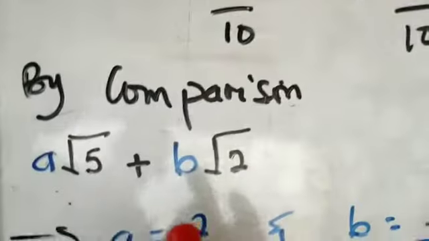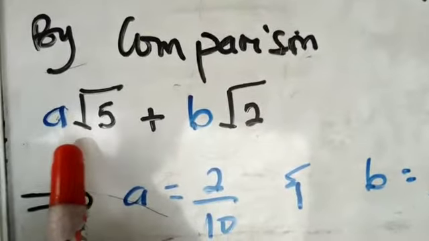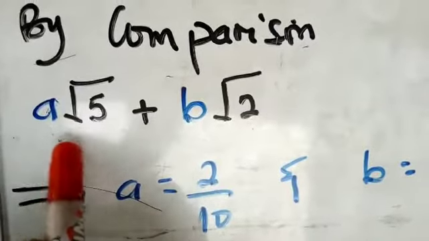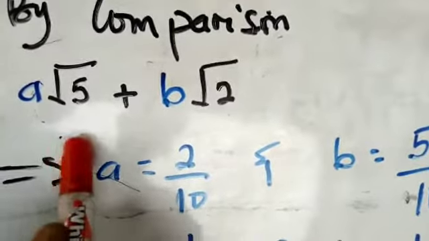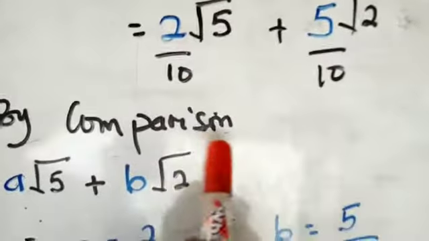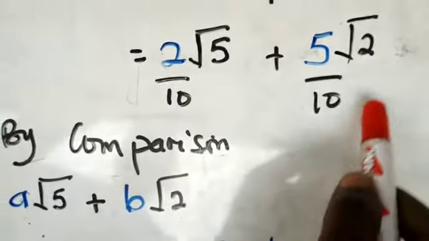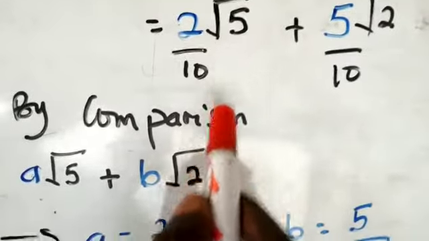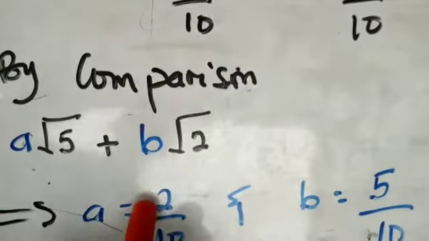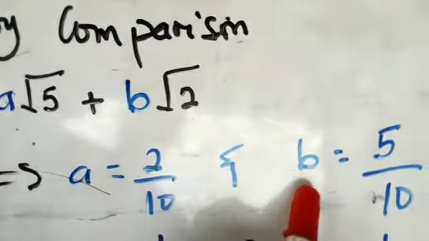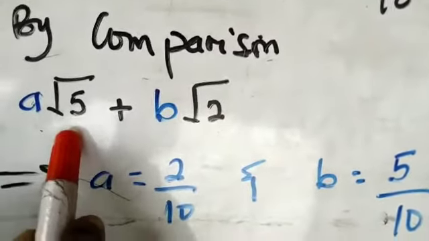So when we do the comparison, this is how they are asking you to express our expression over there. They say we should express our question in this form: a root 5 plus b root 2. Is that okay? When you do the comparison, you can see that anyone who is attached to root 5 is a friend of root 5, and anyone who is attached to root 2 is also a friend of root 2. I will say that a is attached to root 5. So when you do the comparison, a is equal to 2 over 10, and b is equal to 5 over 10, because b is attached to root 2 and a is attached to root 5. Is that okay?